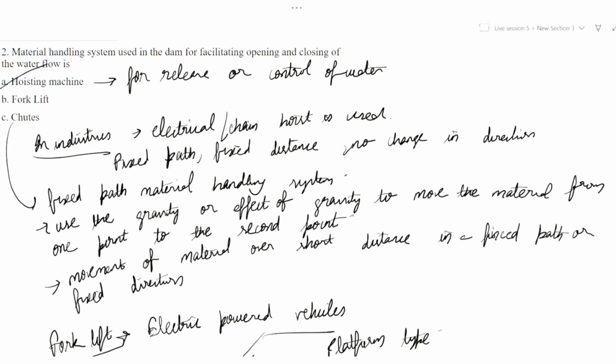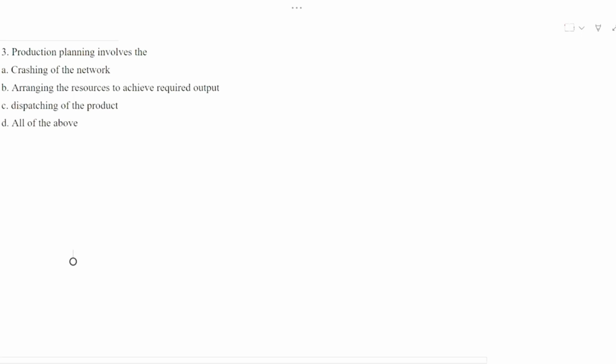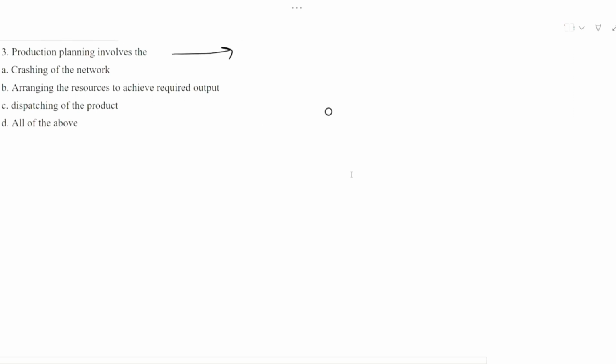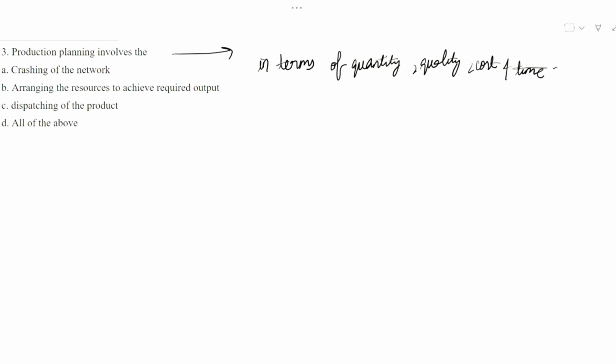Next is: production planning involves which of the following? Crashing of the network, arranging of the resources to achieve required output, dispatching of the product, all of the above. Well, this is in terms of quantity, quality, cost, and time.